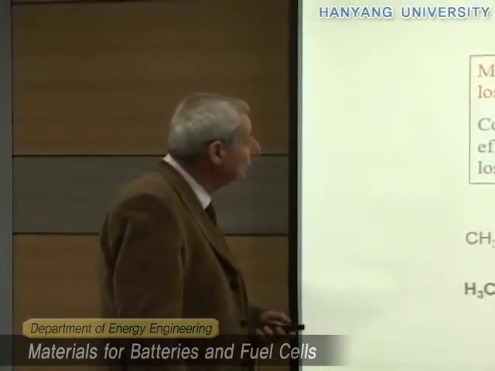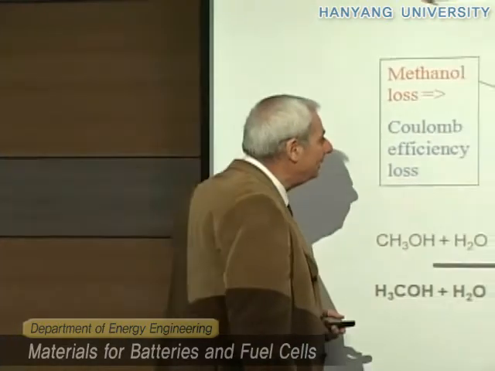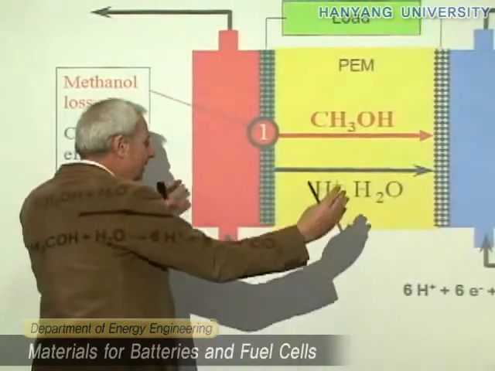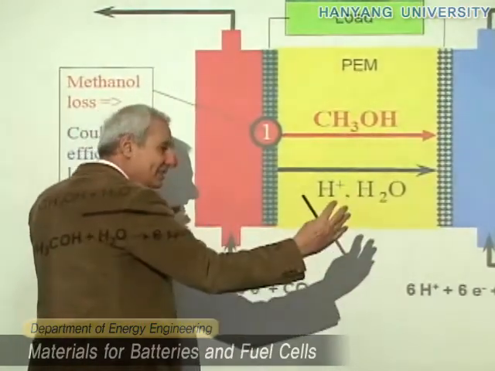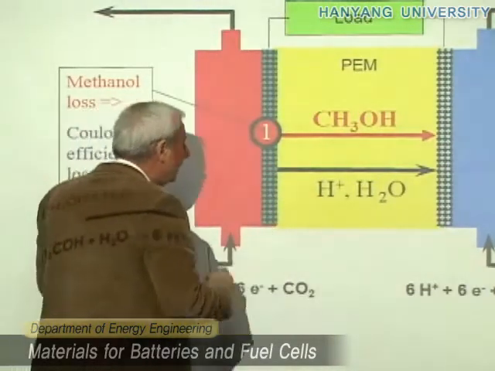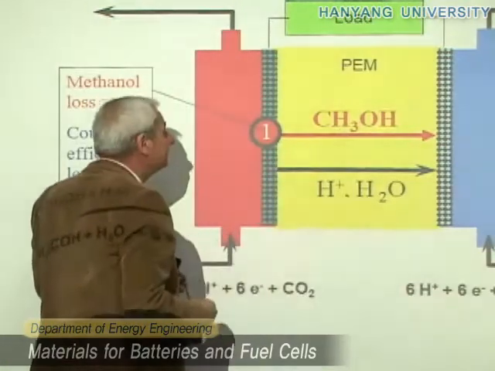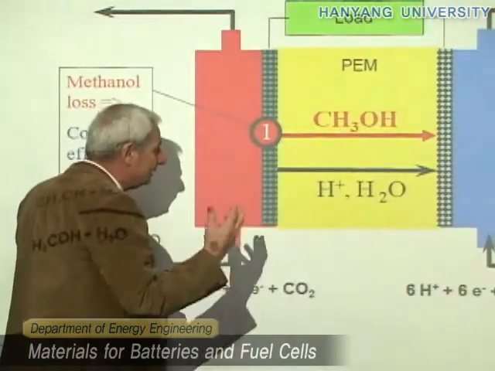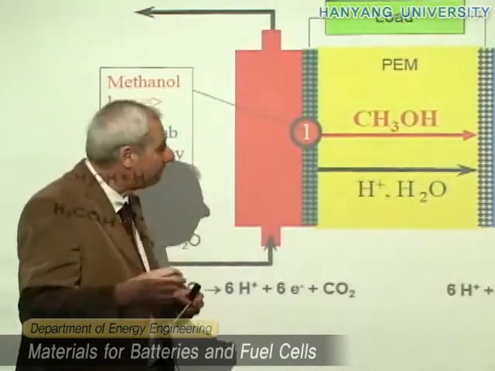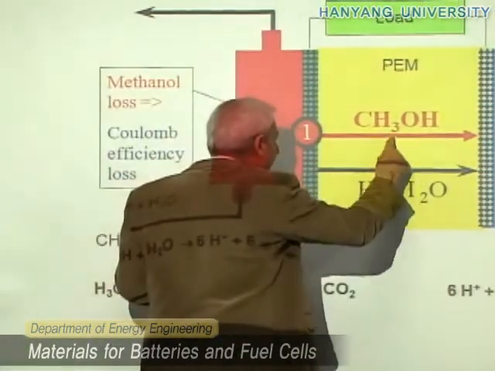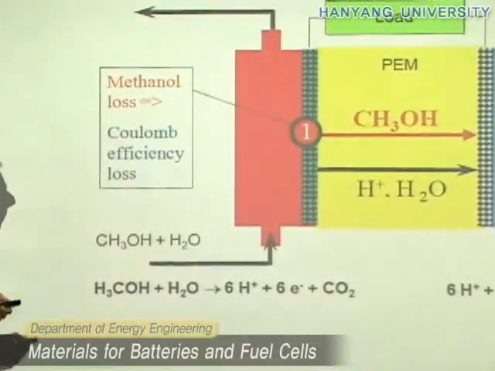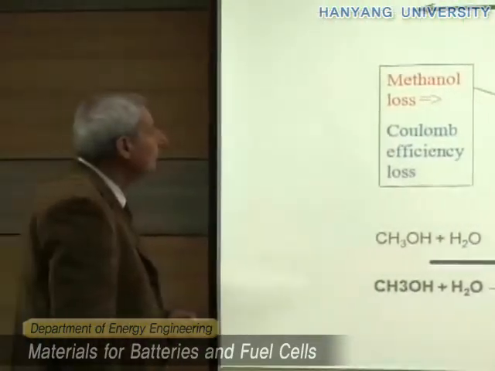And there's not very much to do here. Maybe one possibility is to make the membrane a bit thicker. But if we make the membrane thicker, we increase the resistance of the membrane, of the fuel cell. Or we can disperse into this membrane some particles, maybe some ceramic particles. So if the particles are here, they may prevent methanol from going through there. But this is still a very important open question.